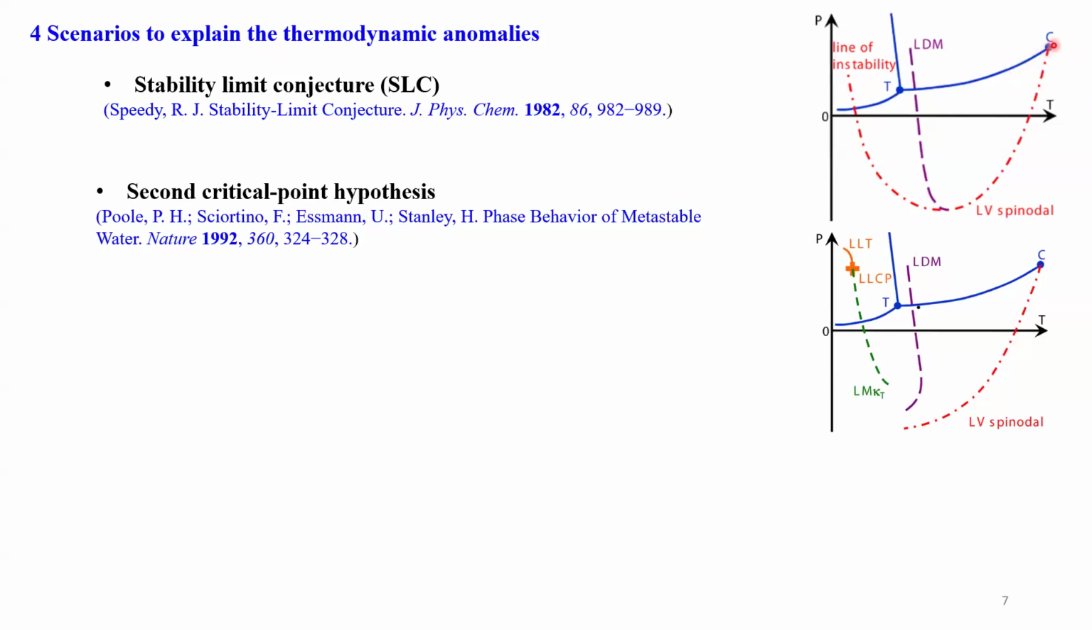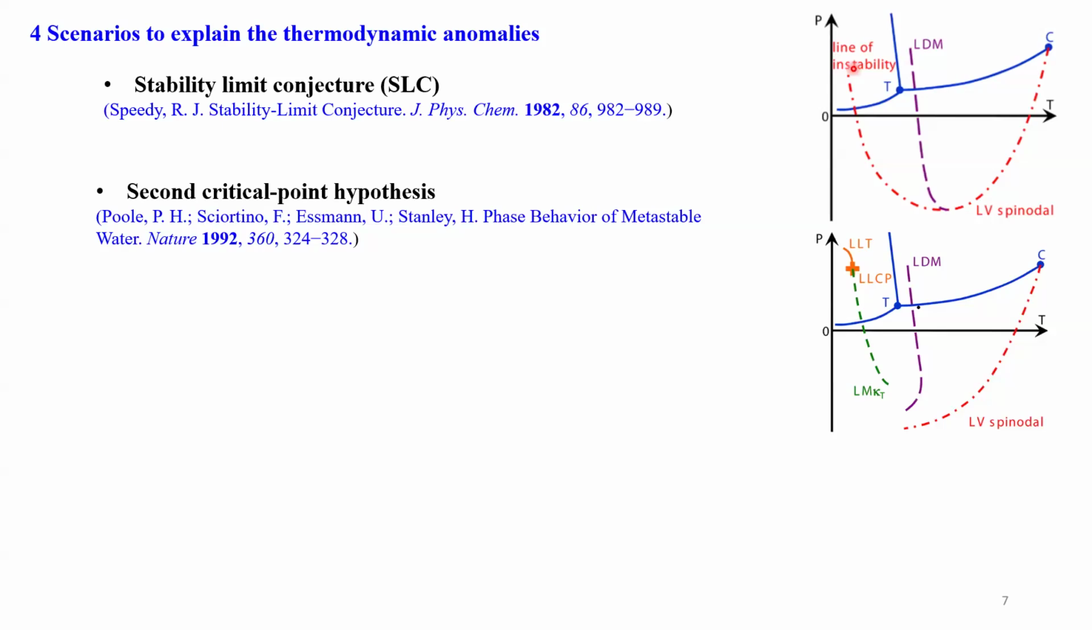So this is the critical point on the liquid water phase diagram. It's decreasing and it goes to negative pressures. And when it touches this line of density maximum for water, it changes its behavior and goes to positive pressures. And as this goes to the positive pressures, this line of instability is the reason for these fluctuations. That is what was proposed.